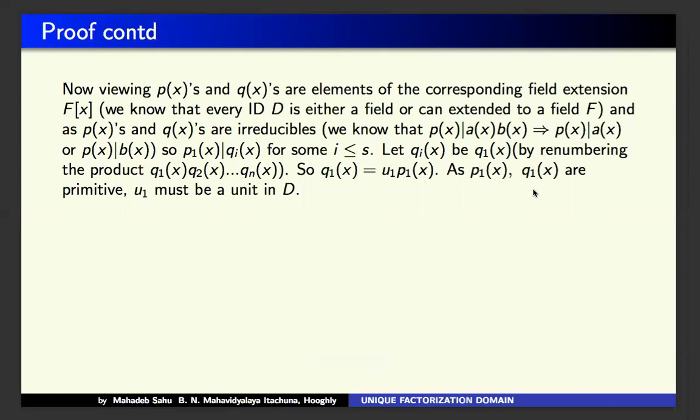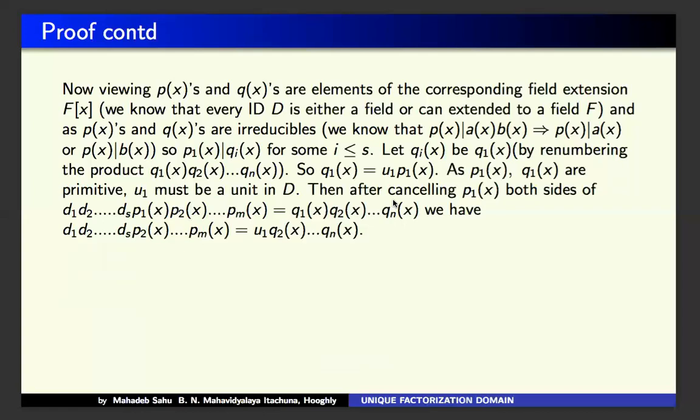As u1 p1x and q1x are primitive, mind it. If these two are primitive, what does it mean? It must be a unit in D. Mind it, it must be a unit in D. Why? Because primitive means it has a GCD which is unity.